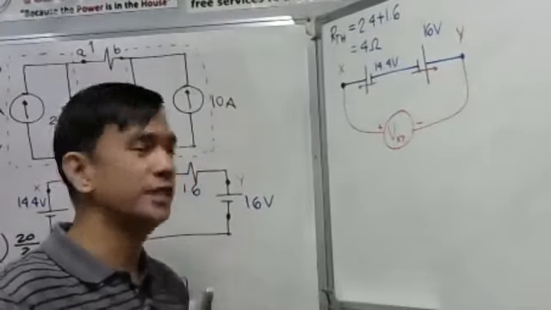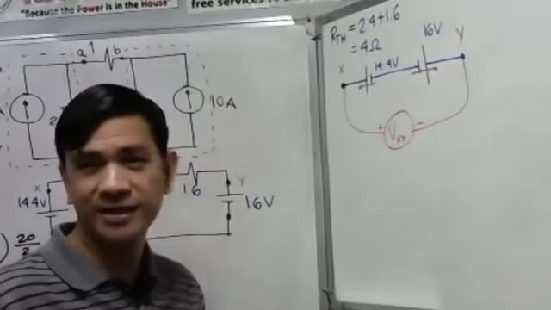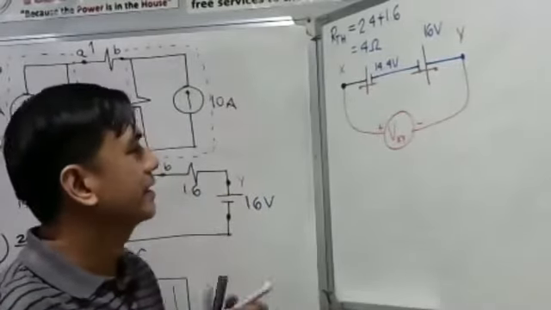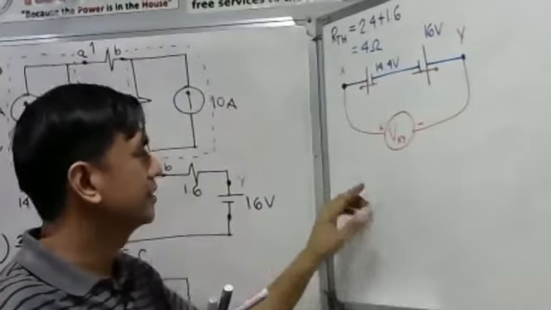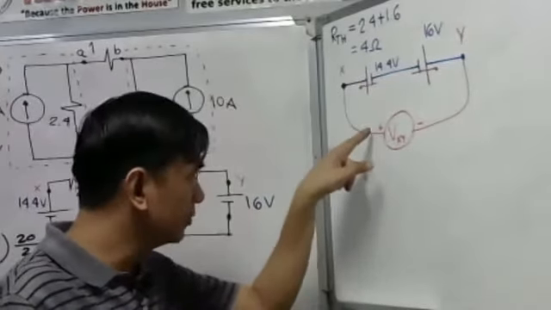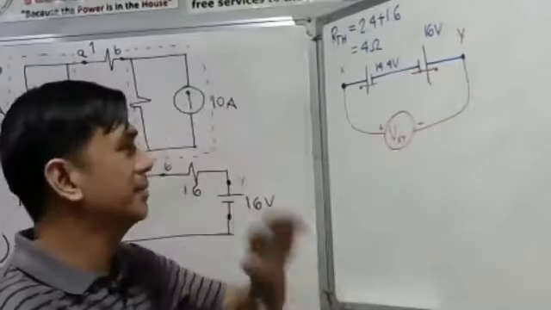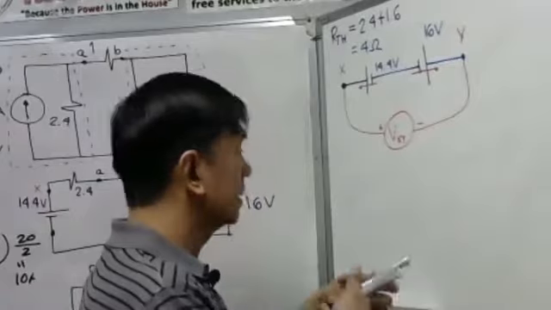Series opposing. Okay, very good. Series opposing, so please take note of this. There's no problem if you are going to put here plus, minus, or minus, plus. No problem about that. I'll show this with you.